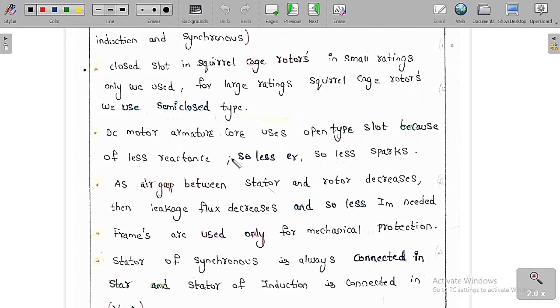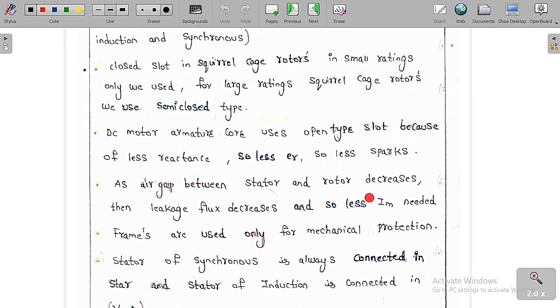In the DC motor, the armature core is made up of silicon steel. The armature core is always of the laminated type. It uses the open type slot because of less reactance, so the reactance voltage is less, and sparks are also very less.